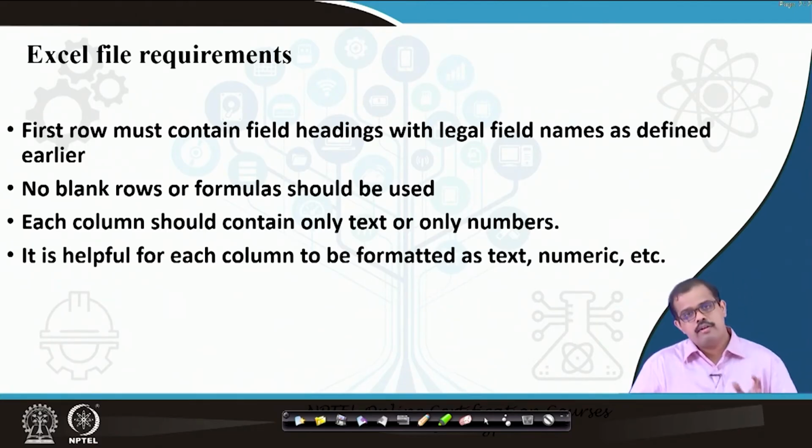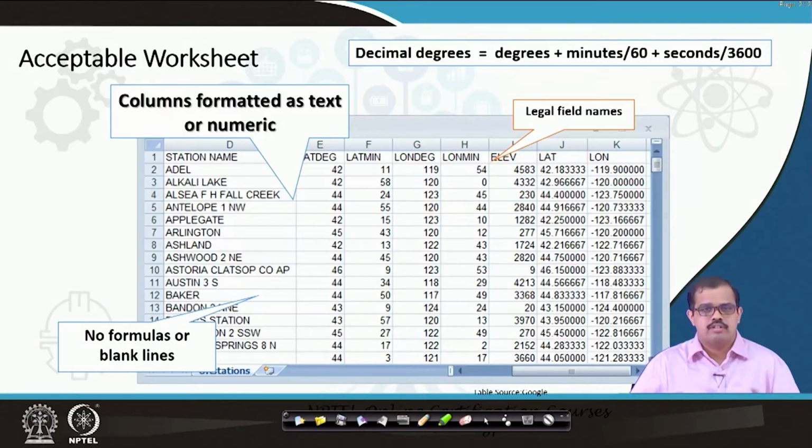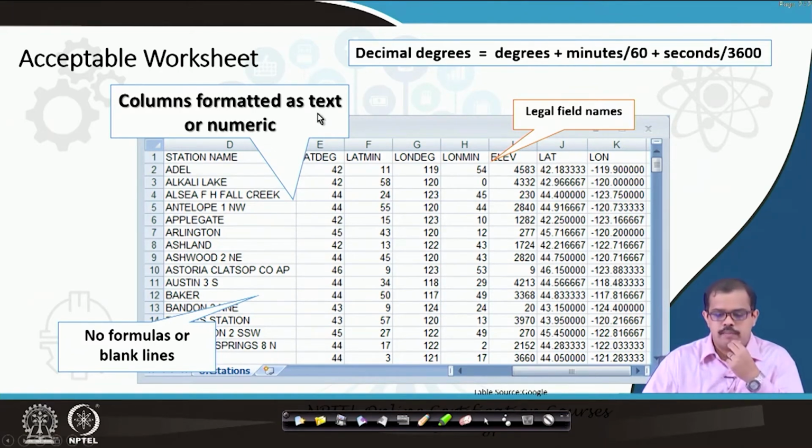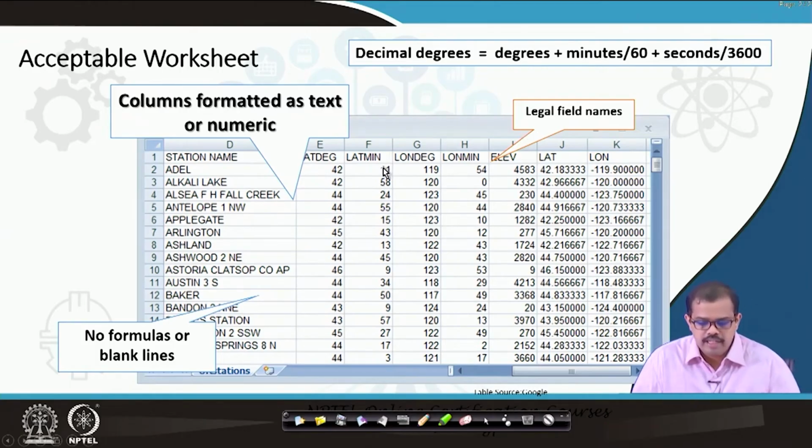Normally you can format it when you are looking at that particular sheet. So when the Excel sheet looks something like this, you have columns that are formatted as text or numeric. If you look at this, these are all numeric. This is the field name, both in X and Y, and most of these are numeric. You cannot have any blank cells in the first column and first row, and no formulas. Basically you cannot use a formula in the first lines.